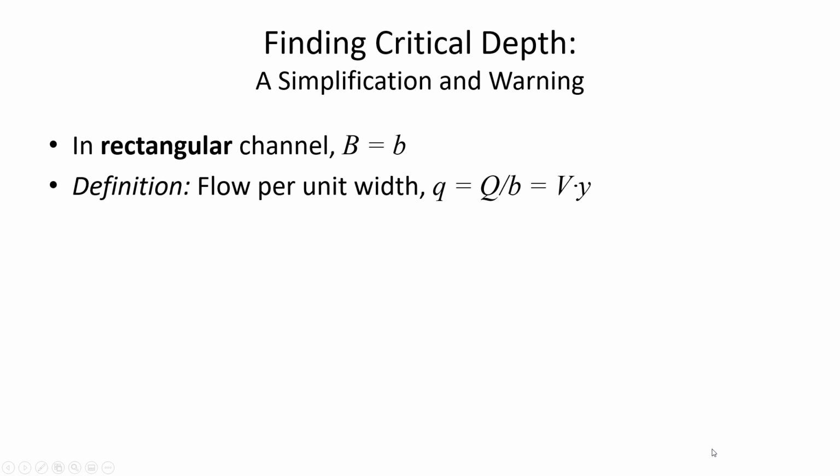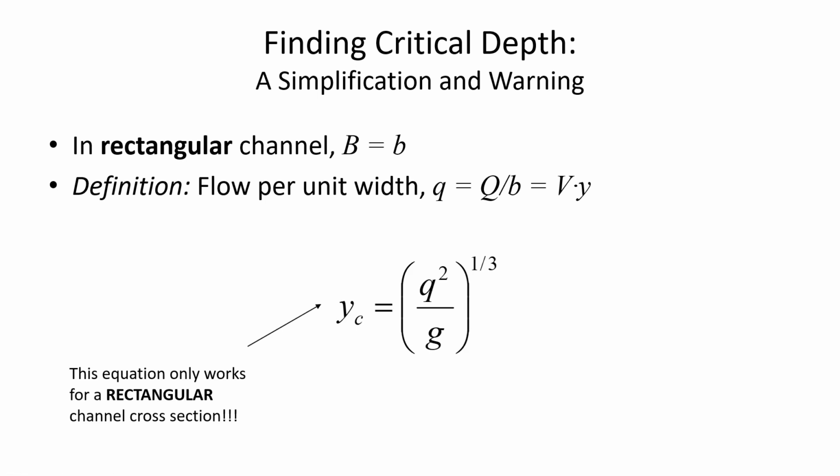Now, once you know the flow per unit width, then you can use this formula for a rectangular channel to find the critical depth. So the critical depth, y sub c, is the flow per unit width squared, divided by g, to the 1/3 power. For this example, the flow per unit width is 2.5 meters squared per second. Cubic meters per second per meter has the same units as meters squared per second, because you're just dividing cubic meters per second by m, and it's canceling out one of the meters. So 2.5 meters squared per second, squared, divided by g, which is 9.81 meters per second squared.